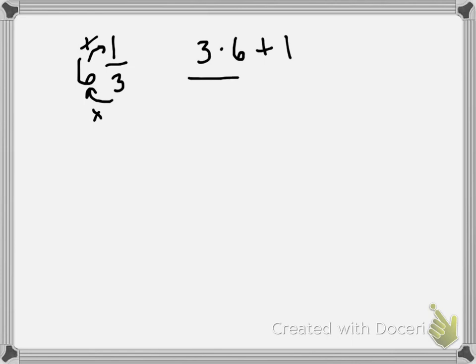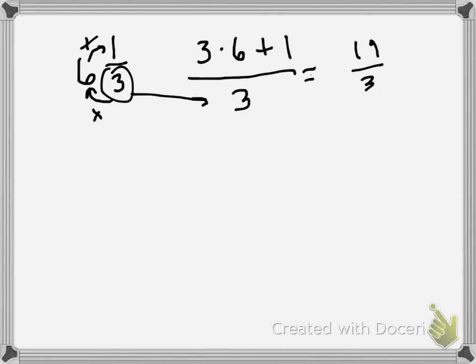Okay, and then our denominator is never going to change. Our denominator was 3 here, and it's still going to be 3 here. And then we're just going to work this out with the order of operations. 3 times 6 is 18. 18 plus 1 is 19. 19 over 3 is our improper fraction there.